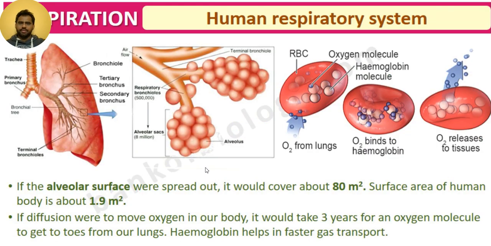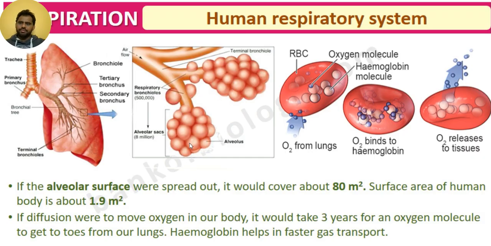Okay. Now let's move ahead and understand it in more depth, the human respiratory system. If the alveolar surface were spread out, it would cover about 80 meters square. Surface area of human body is 1.9 meters square. So you can imagine how much area this has, and it has been kept balloon shaped.